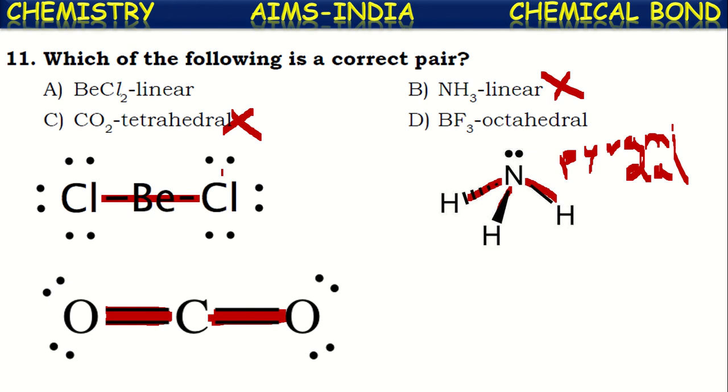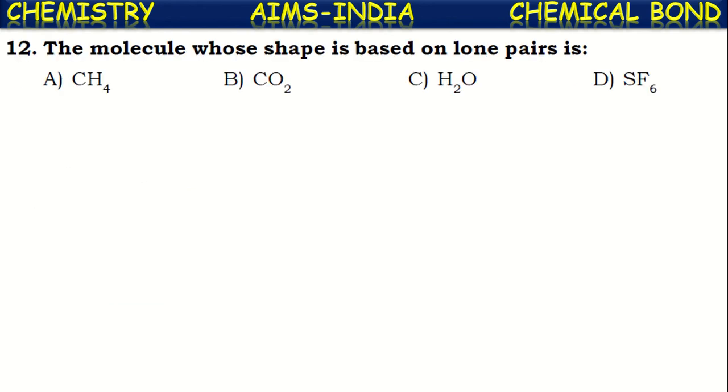And the BF3 molecule. In this, the central atom boron has three bond pairs and there are no lone pairs, and hence it gets a trigonal planar shape. But it is mentioned here as octahedral shape. Only the BeCl2 linear combination is correct. Okay. Next, let us go through one more question.